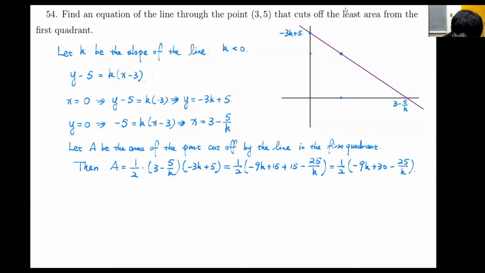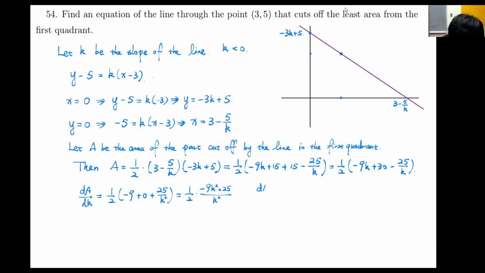Now we can compute the derivative of A with respect to k, which is simply 1/2 times minus 9 plus 0 and then plus 25 divided by k squared. We can simplify this as 1/2 times minus 9k squared plus 25, divided by k squared. Because we assume that k is negative, this exists everywhere in the domain, so I don't need to worry about the case when the denominator equals 0.